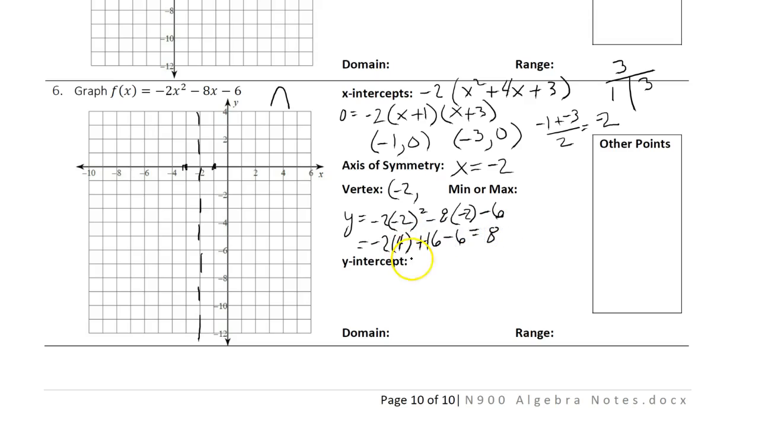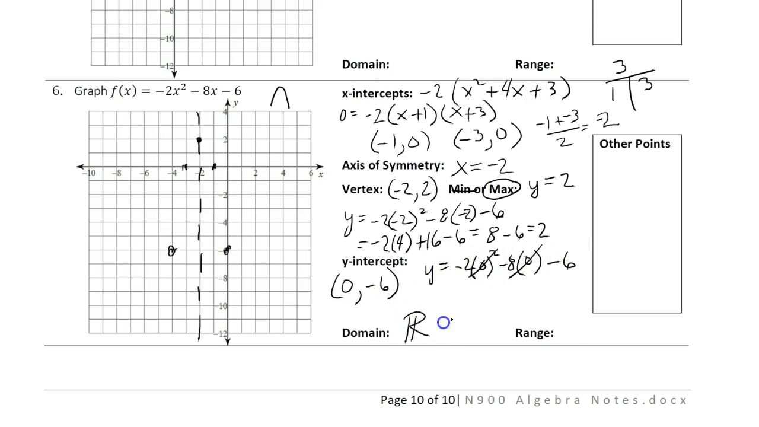The vertex is (-2, +2). The maximum is y equals 2. The y-intercept is (0, -6). The domain is all real numbers. The range is y is less than or equal to 2.